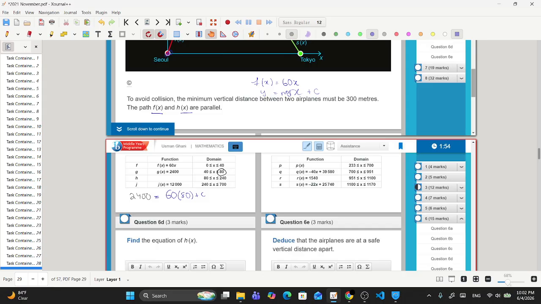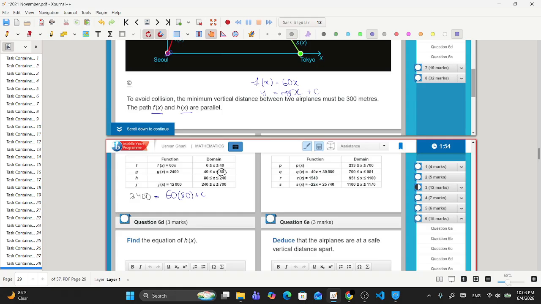2400 divided by 60 times 80 equals c. Well, finding the value of c is not that important, and I'll tell you why. 60 times 80 is 4800. So yeah, c is supposed to be, in this case, 1 by 2. But it's not important. Why is it not important?